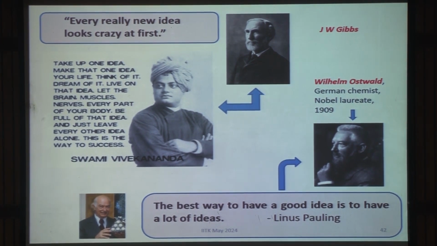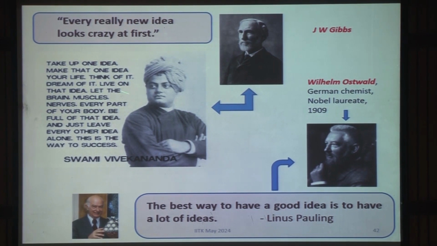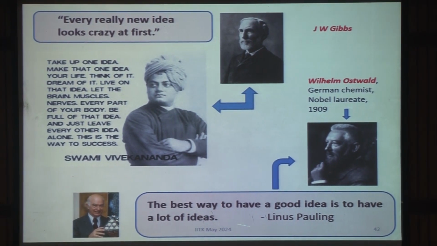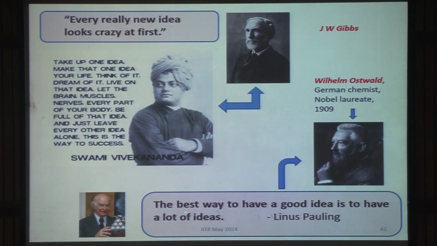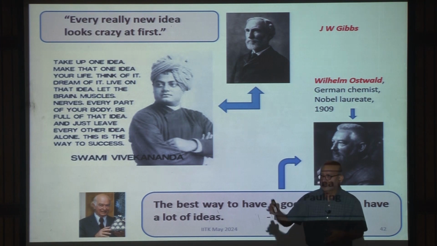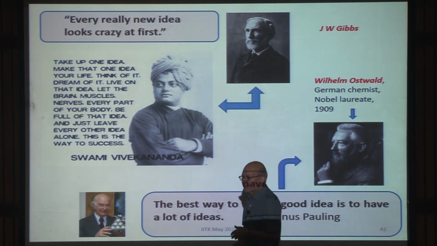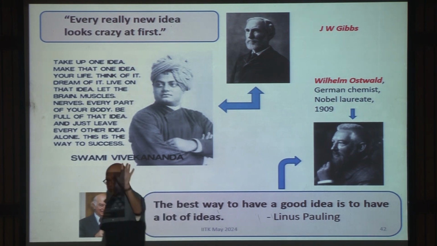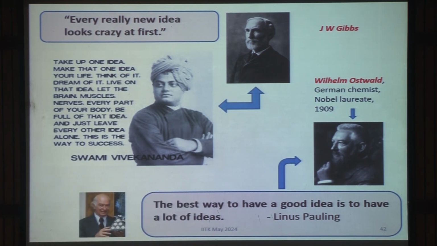Different people have different styles of doing research. Some people, like Linus Pauling, who was a Nobel laureate in chemistry, say the best way to have a good idea is to have a lot of ideas. And the best example I can think of is Wilhelm Ostwald, a German chemist who got a Nobel in 1909. If you read his biography, every morning he would come and tell, Ashish, you do this, Vivek, you do this, somebody else, you do this. He'd come back after morning coffee and say, no, don't do that. That was a stupid idea. Don't do it.